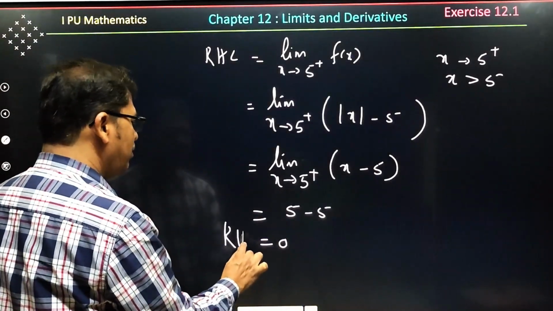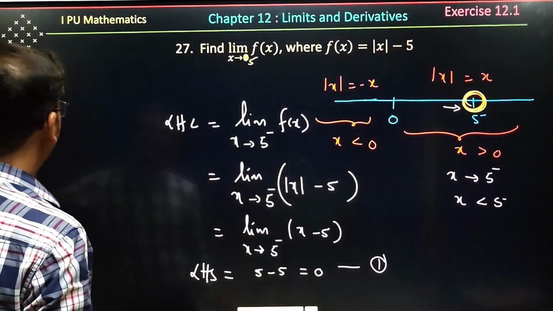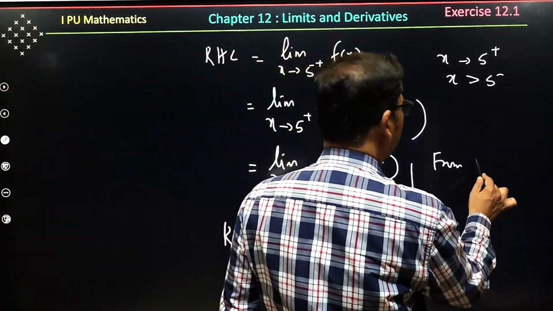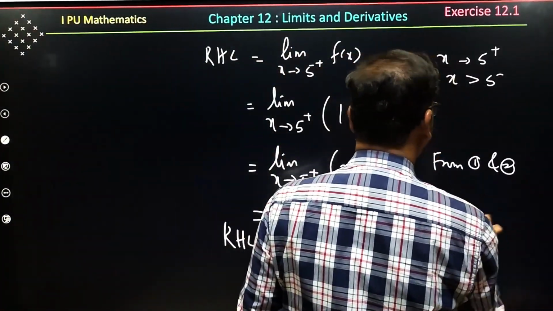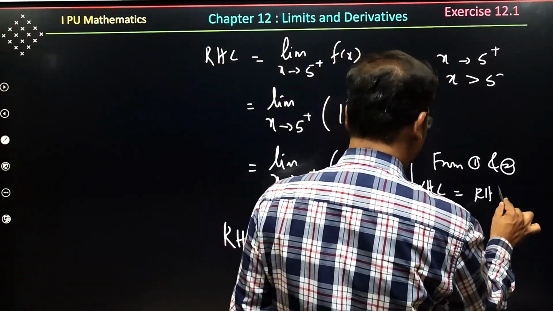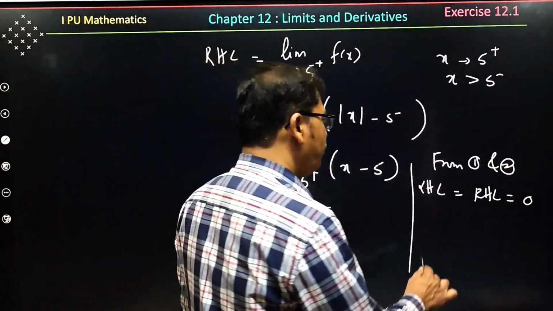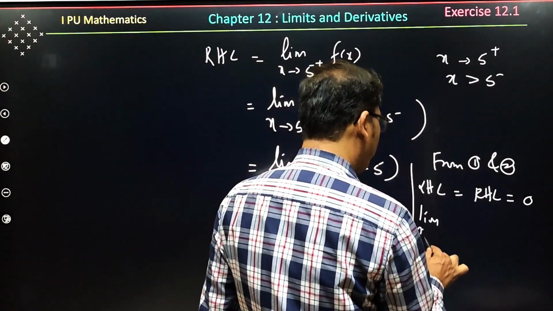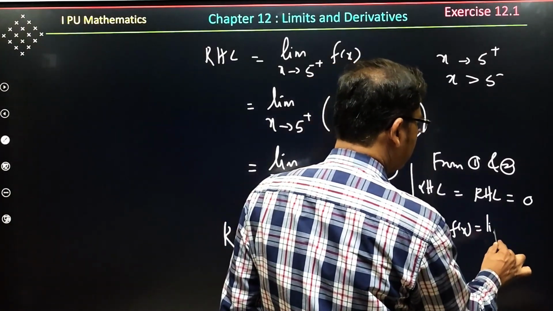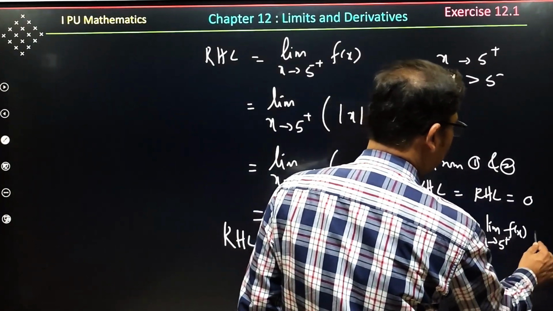Right hand limit on simplification leads to 0 here. Call this equation number 2. This is equation number 1 here. From 1 and 2, what we conclude, what we have observed here: the left hand limit is found to be equal to the right hand limit, and the value is found to be equal to 0 here. This means limit x tends to 5 minus f(x) is tallying with limit x tends to 5 plus f(x), and this is equal to 0.